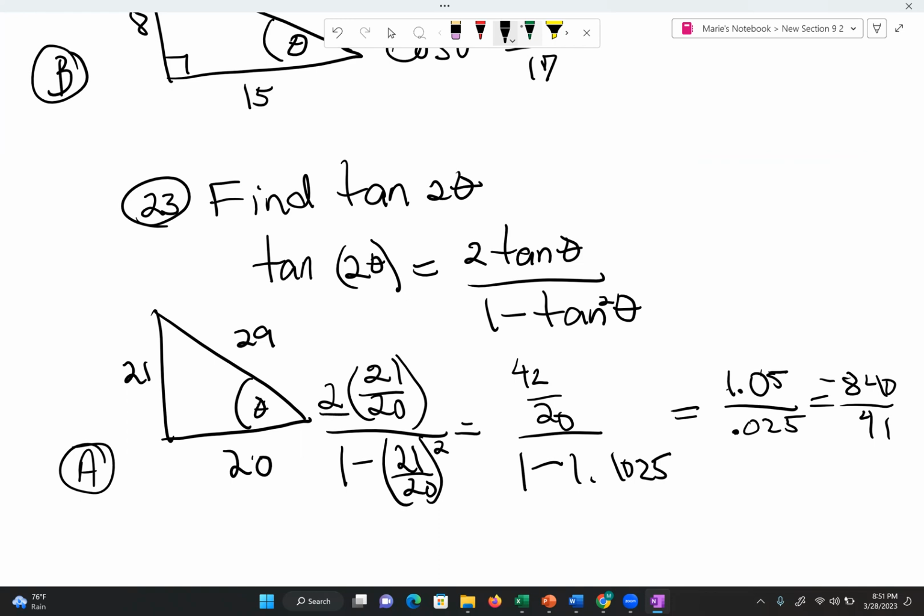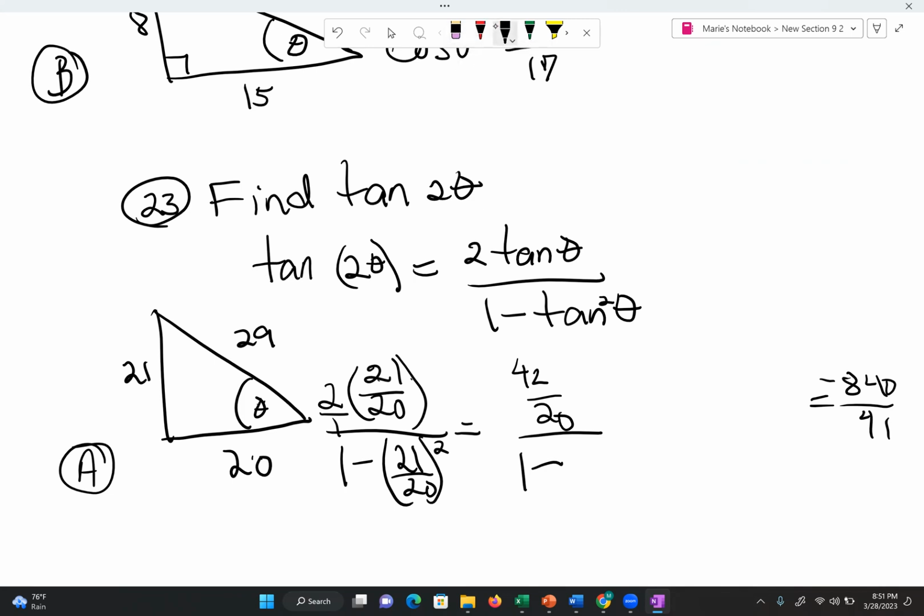And do remember this is 2 over 1. That's why it's 42 over 20. And this is 1 minus. If I open this up and actually do this the longer way, because I went decimal wise, which was not wise, I don't think. So let's do it the long way. Let's do 21 divided by 20, and let's square that. So parentheses 21 divided by 20 squared. I'm still getting that 1.025.